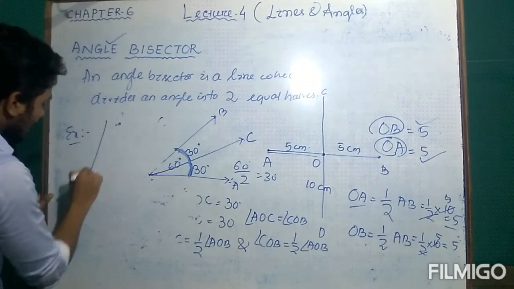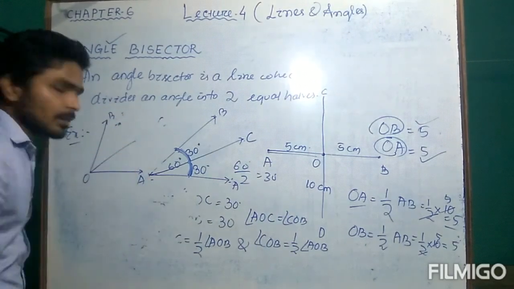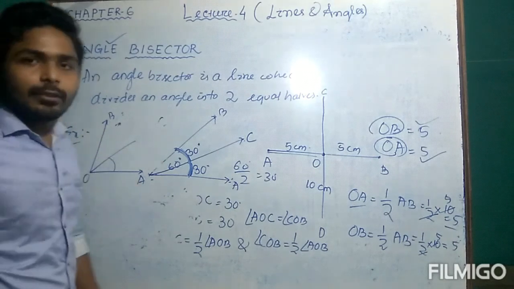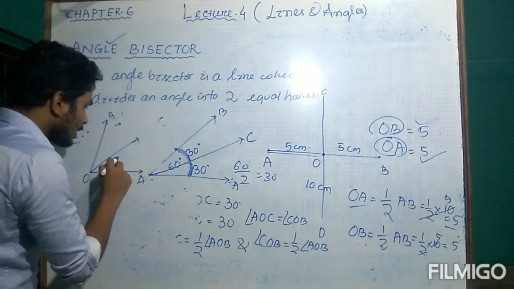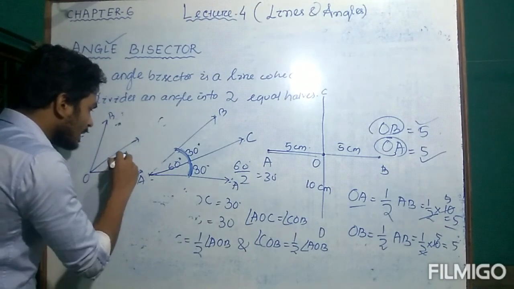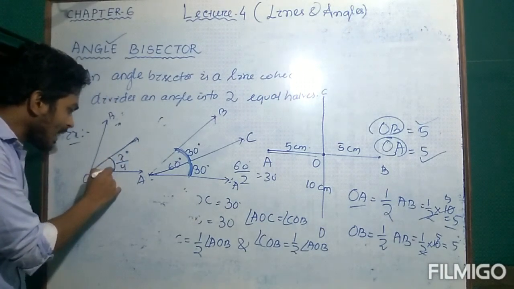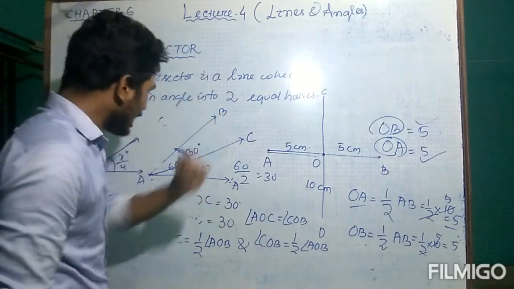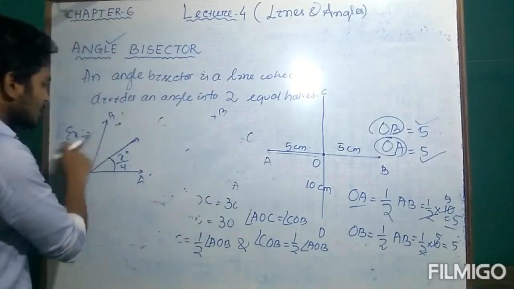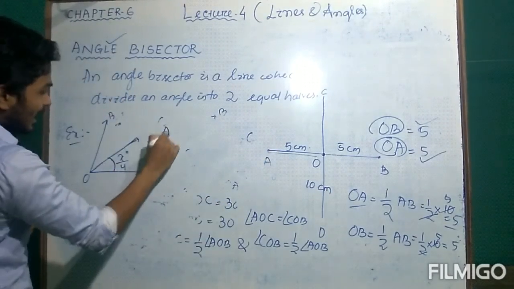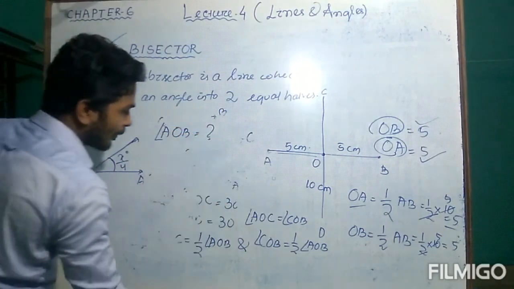If it is given that one of the angle bisector values is x by 4 degree. It is given that it is an angle bisector and one half is x by 4 degree. Then you have to find the total value of the larger angle. You have to find the angle AOB. That means you have to find the total angle. How can you find it?